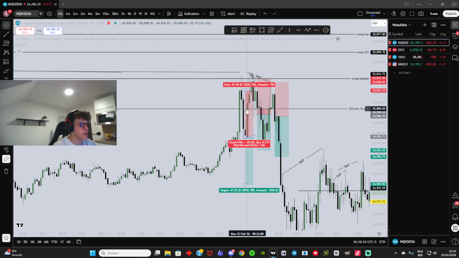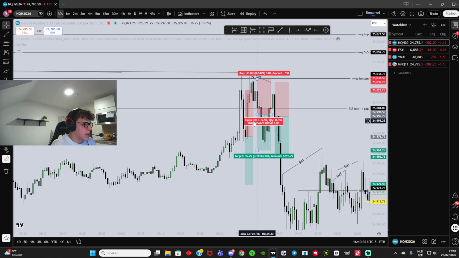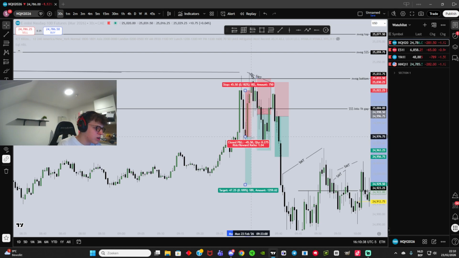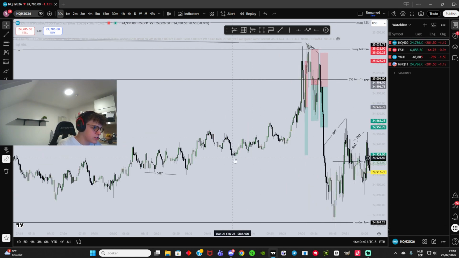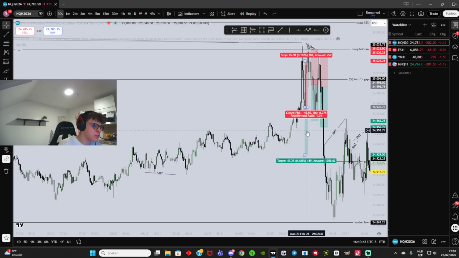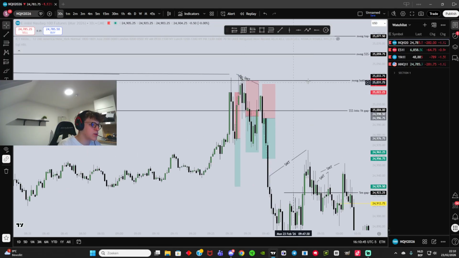Took a normal risk, nothing crazy. That was the loss for -1R. I targeted just some liquidity down there for a 1-to-1. After that, we had a resweep.